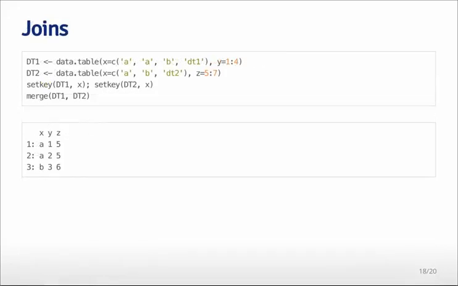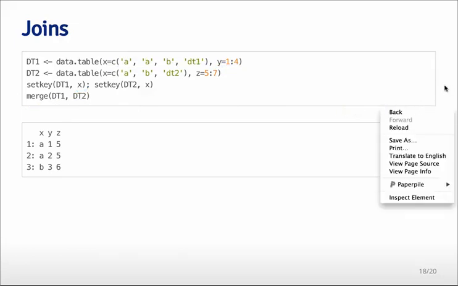You can also use keys to facilitate joins between data tables. For example, here I've created two data tables that have a variable x and a variable y, and in this case the second data table has a variable z. I can set the key in both cases to be equal to x, so the same key for both data tables, and then I can merge them together. This is actually quite a bit faster than merging with a data frame, as long as you have the same key for both data tables. It can be very fast.